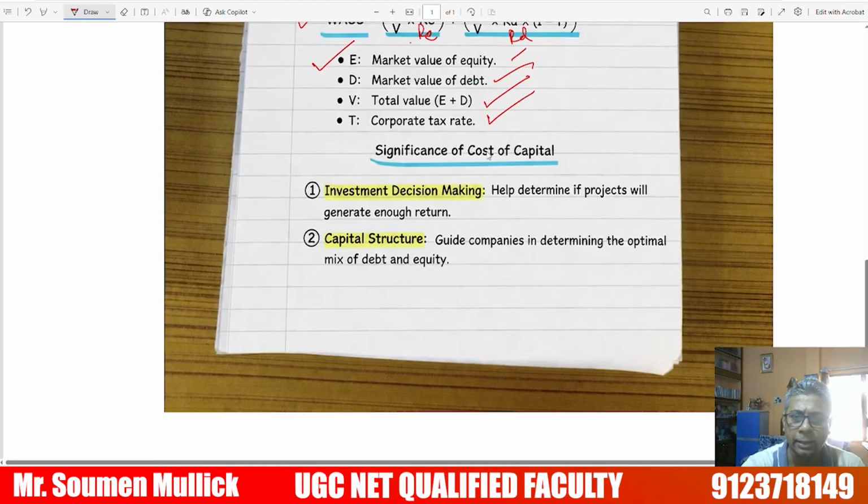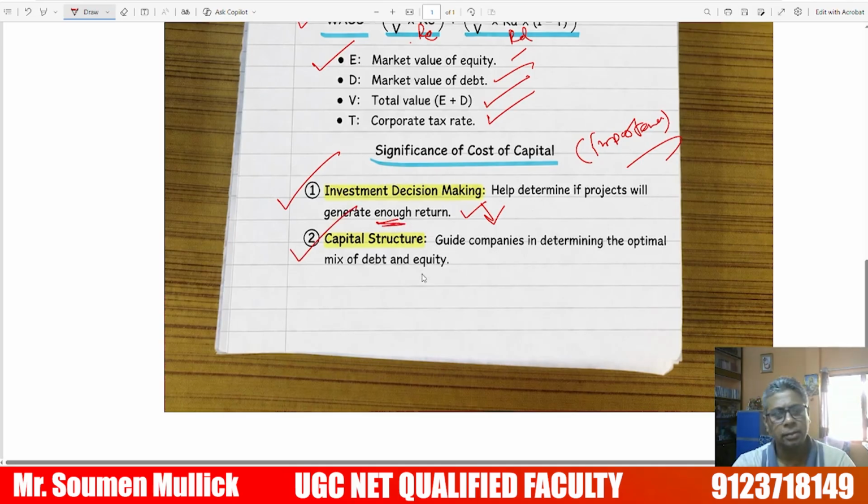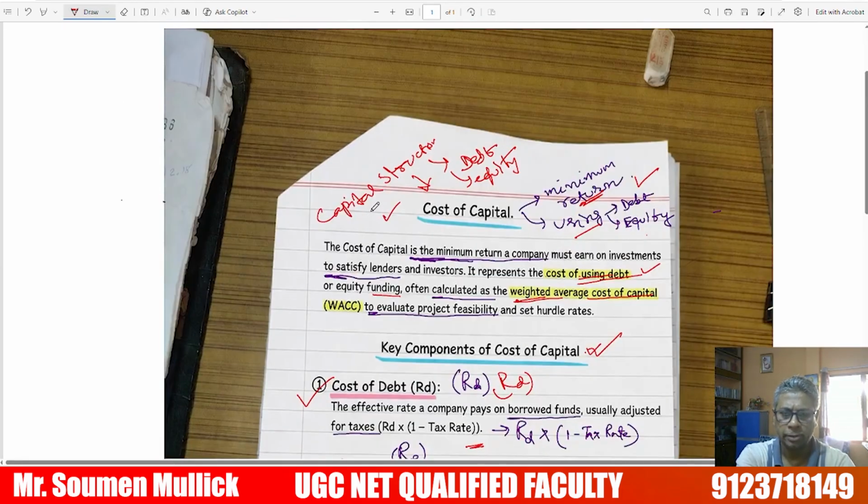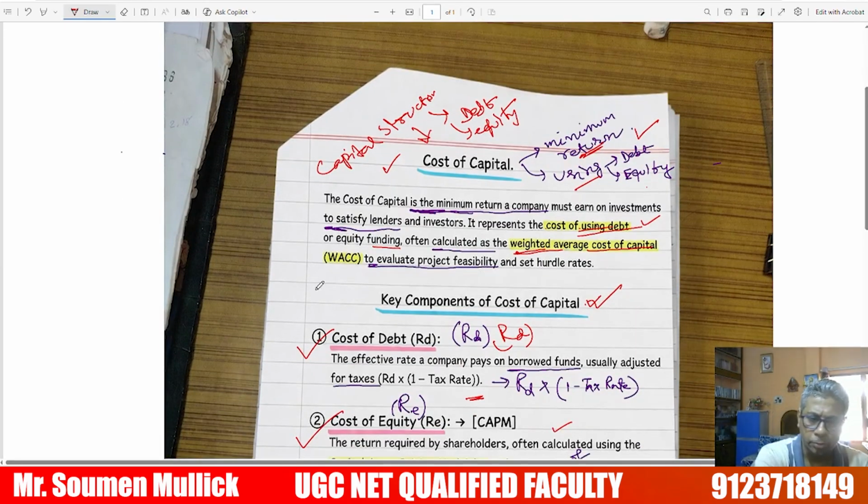Now, what is the significance or importance of cost of capital? First, investment decisions. It helps determine if a project will generate enough return. Each and every organization wants to get a return after investment, and cost of capital helps us decide whether the project will generate enough return or not. Next, capital structure. It guides the company in determining the optimal mix of debt and equity, the important components of our capital structure. So this is the important area of cost of capital.